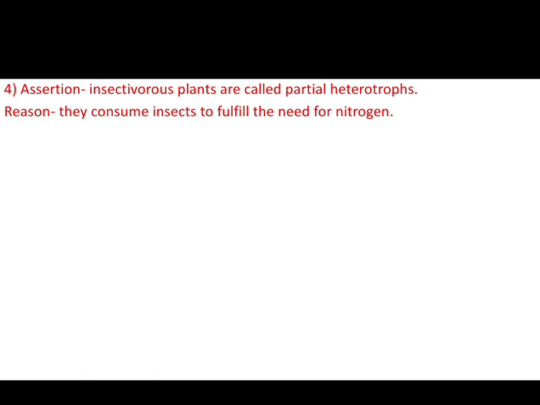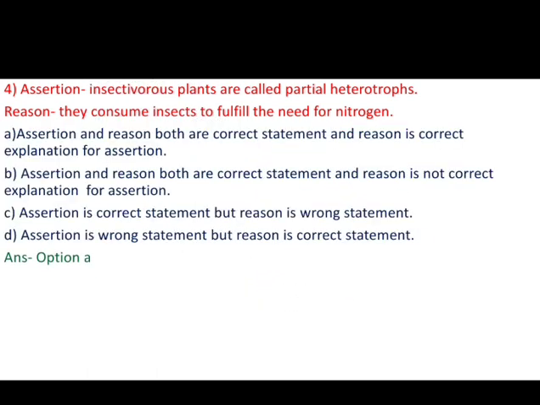Assertion: insectivorous plants are called partial heterotrophs. Reason: they consume insects to fulfill the need for nitrogen. Again the same four options and the answer is option A. Because insectivorous plants grow on soil where nitrogen is deficient, so they have to fulfill the need for nitrogen, because we know nitrogen is very important for plants for their growth and formation of leaves. So they have to feed on insects to fulfill the need for nitrogen.